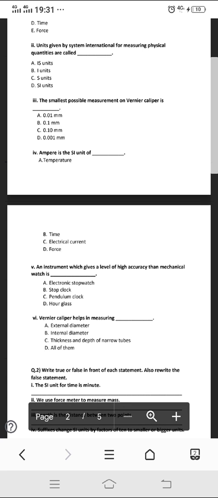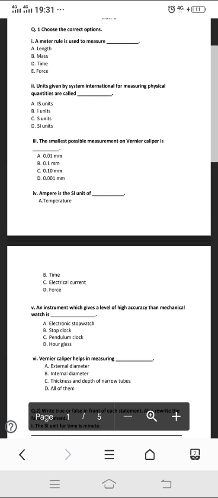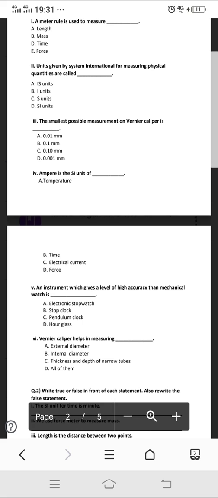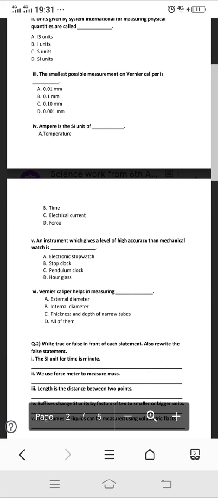And then for A, temperature, the standard international unit is Kelvin. Remember, we can measure temperature in degrees Celsius, in Fahrenheit, and in Kelvin. So these are all the possible units, but the standard international one is only Kelvin, right? So option C is electrical current, and the standard international unit for this is ampere.